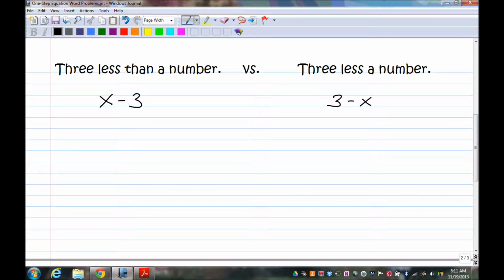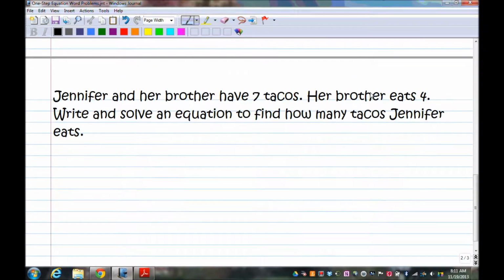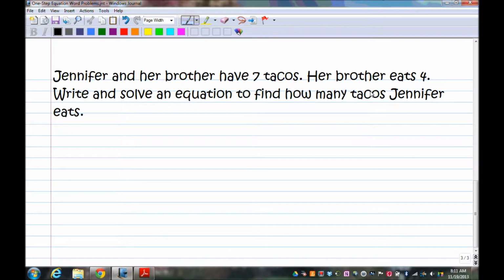All right, let's try a word problem, shall we? Jennifer and her brother have 7 tacos. Yum, yum! Her brother eats 4. Write and solve an equation to find how many tacos Jennifer eats. Now, a lot of you can look at this and say, all right, this is 7 minus 4. Great, she had 3 tacos. Great, but how do you figure that out? That is really the key, okay?